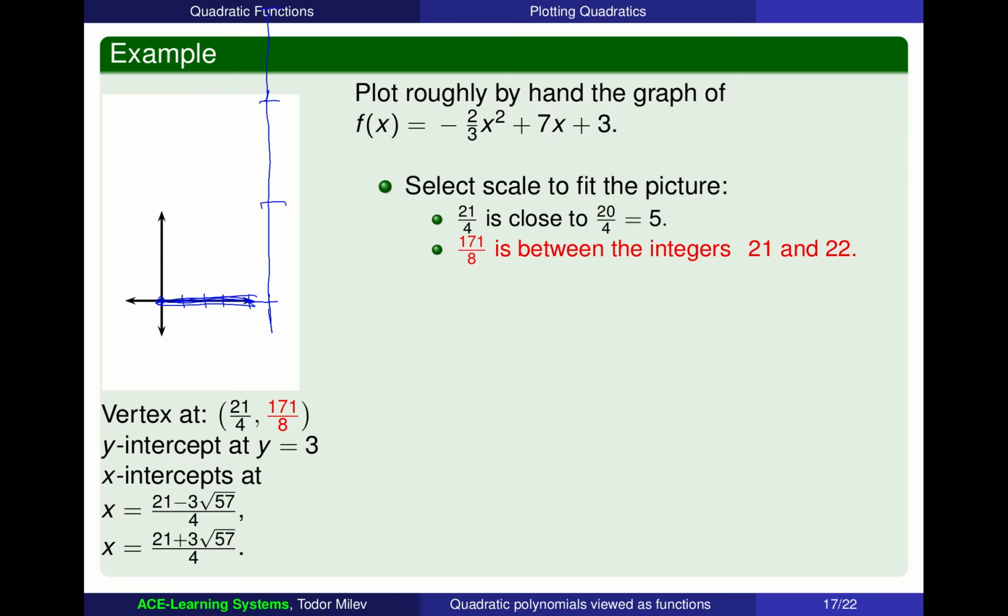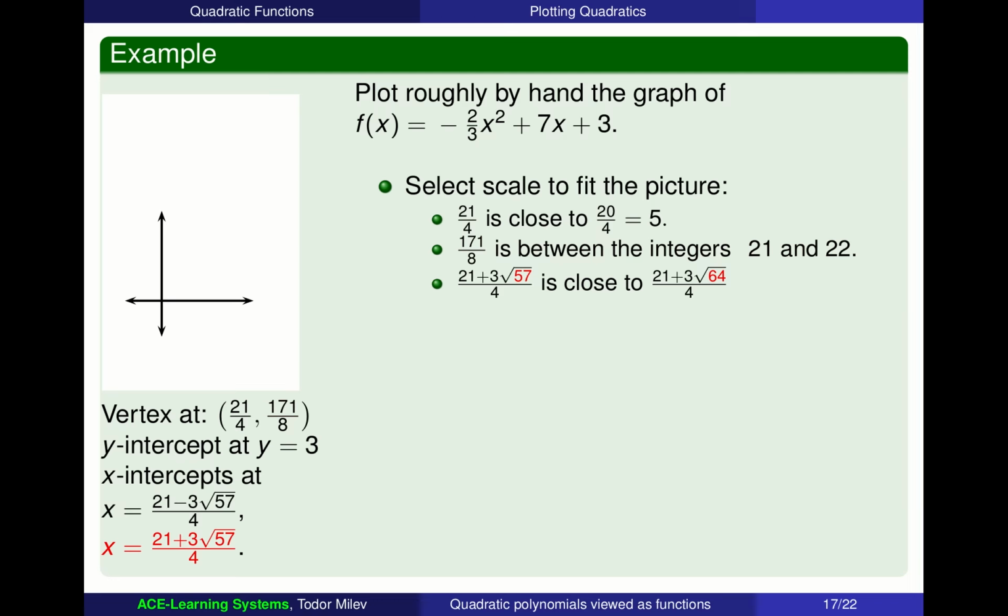So you see that I have to be careful when I select my scale. If I want to make a good accurate drawing of my quadratic, I need to make sure that the x-coordinate of the vertex of my parabola is about 1/4 of the y-coordinate of the vertex of my parabola. So this should be taken into consideration when you try to plot a parabola by hand. Okay, so now let's see. There are more things we need to fit in our picture.